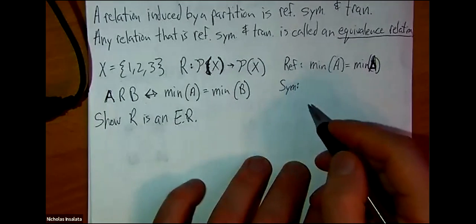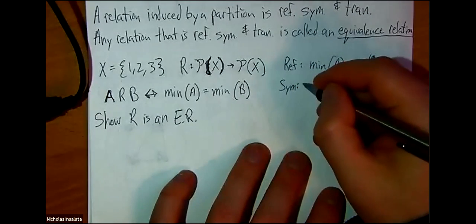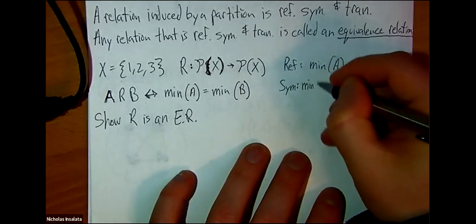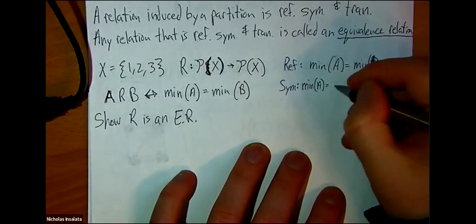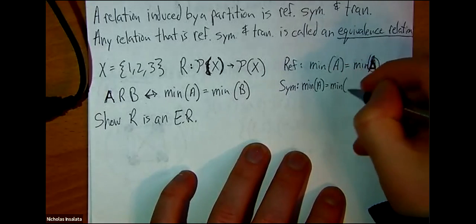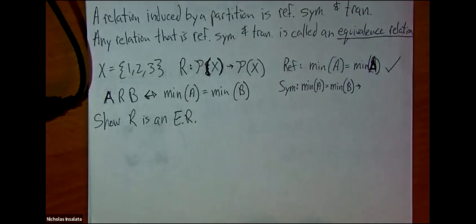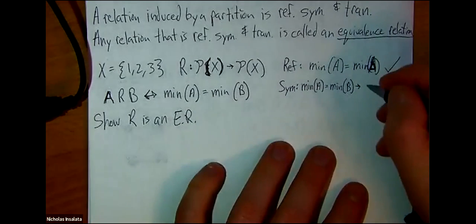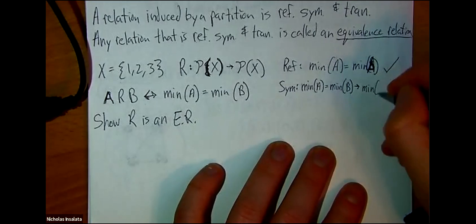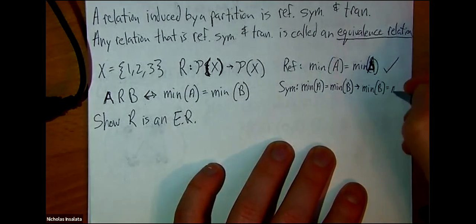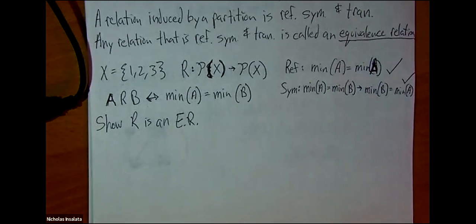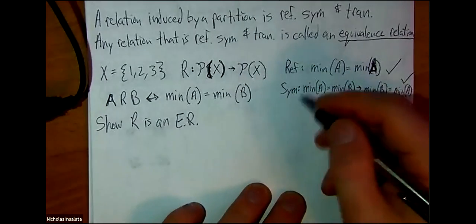But let's be a bit more specific. For symmetric, we'll say if the minimum of A equals the minimum of B, what does that imply? Good, then min B equals min A. Very good. They're the same number. Yep, exactly. Okay, and then how about transitive?